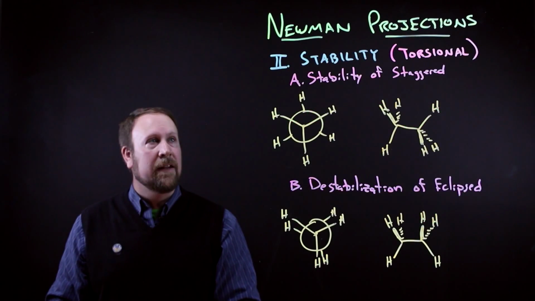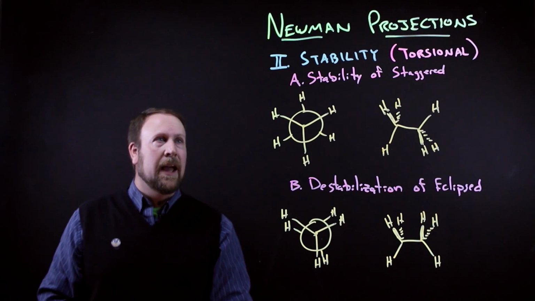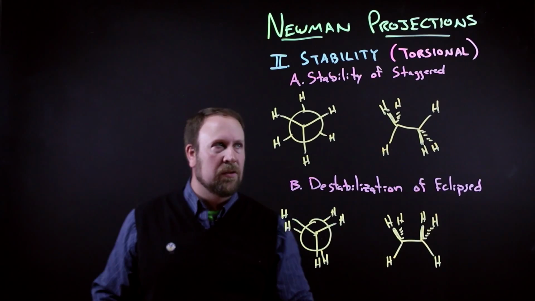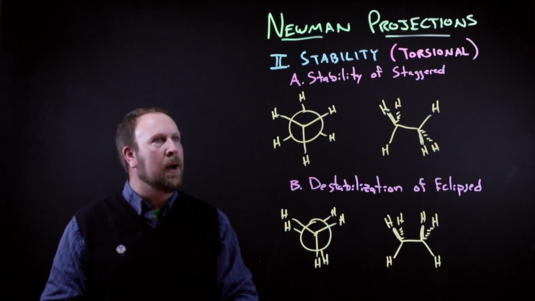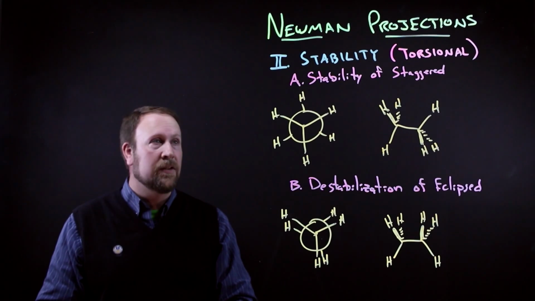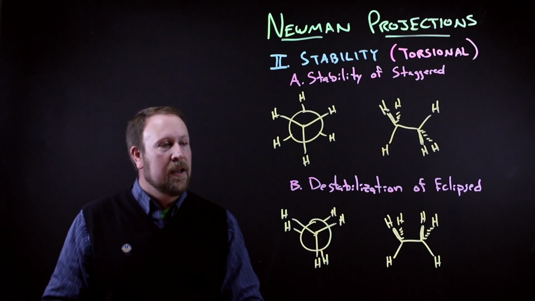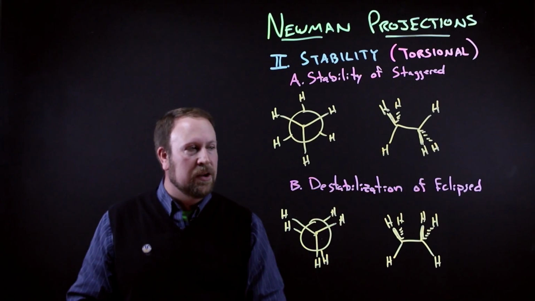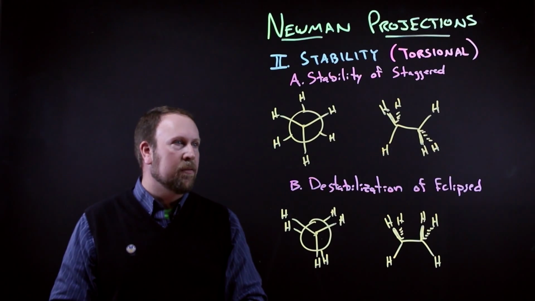So in this part, we're going to look at the origin of the stability that we see in these Newman projections. And what we're looking at is what's causing this torsional strain. And torsional strain is a strain that's associated with rotating around a carbon-carbon bond. And there are 2 major theories. One of them is going to be the stability of these staggered conformations, and the other one's going to be a destabilization of the eclipse conformations. So I'm going to briefly go over the stability of the staggered conformations first.